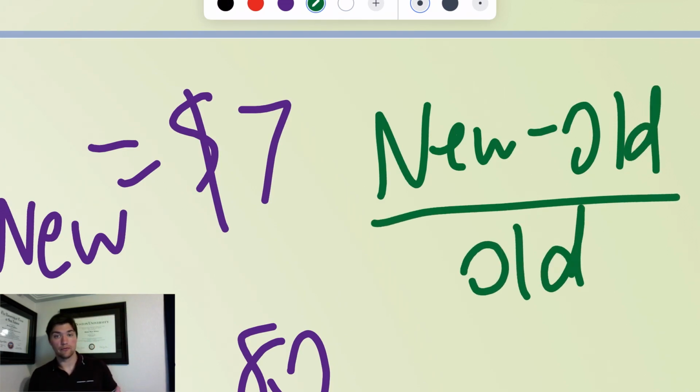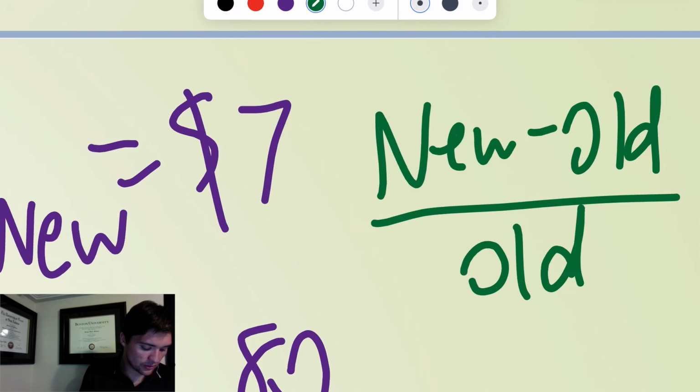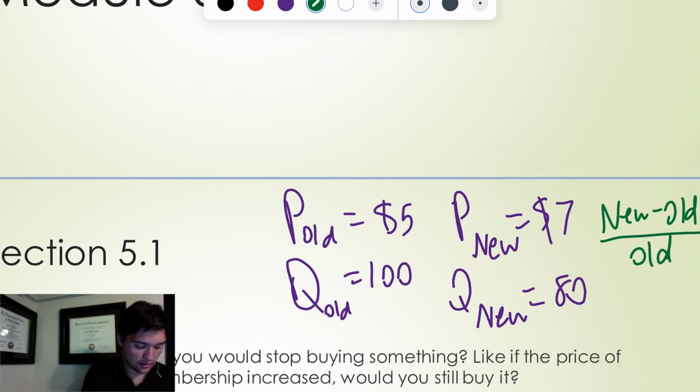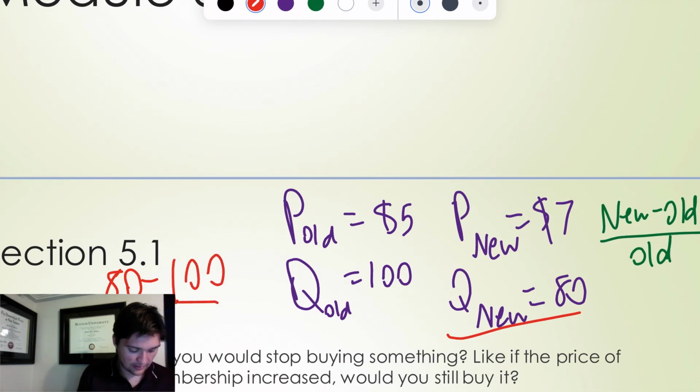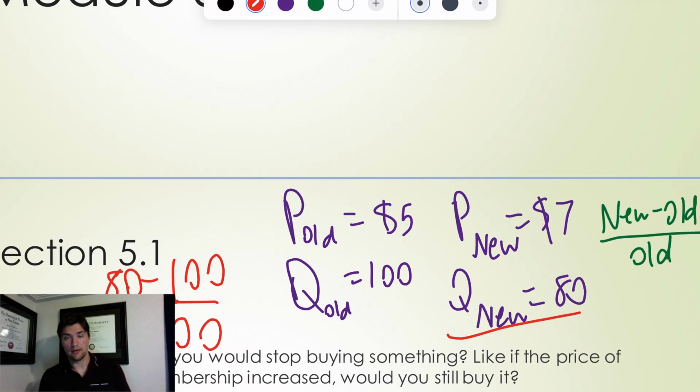If I were looking for the percent change in quantity, I'm going to take the new quantity minus the old quantity divided by the old quantity. So let me show you. The new quantity would be 80, so I would do 80 minus the old, which is 100, and then divide this by 100. So new minus old divided by old: 80 minus 100 divided by 100.